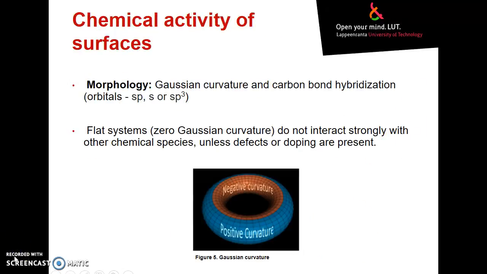Well, speaking about the chemical activity of the surface, it is mainly described by the morphology of the particles. We can have a Gaussian curvature, and if you see figure 5, you can have a negative curvature and a positive curvature. They are also described by the carbon hybridization, that is, the well-known orbitals sp, sp2, or sp3. When we have a flat system, that means zero Gaussian curvature, and they do not interact strongly with other chemicals. So that leads us to a need for some modification to enhance that interaction.